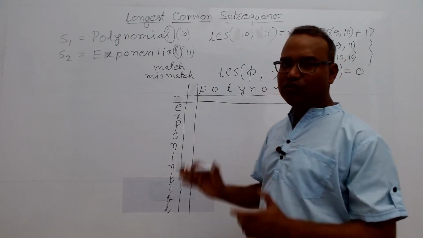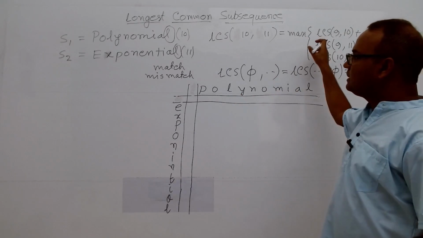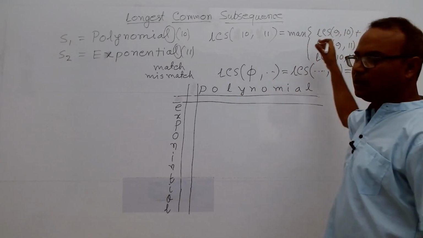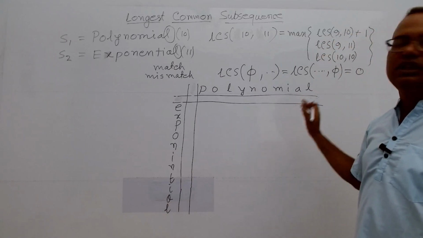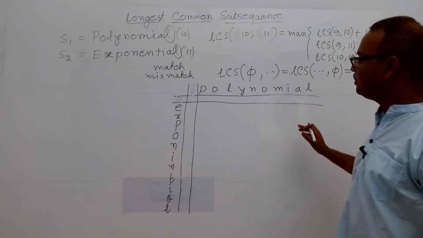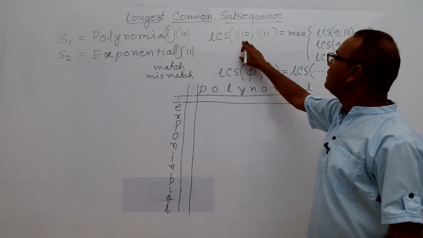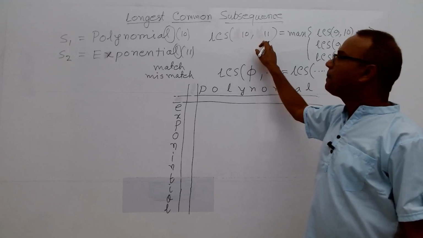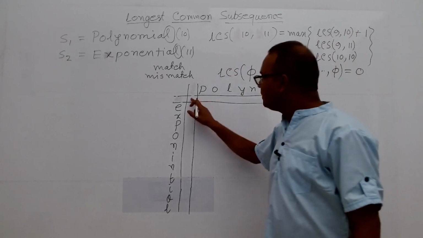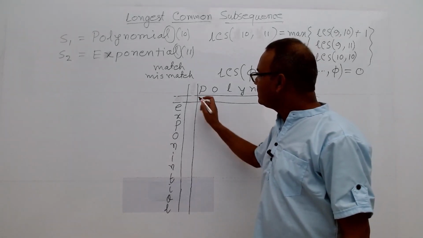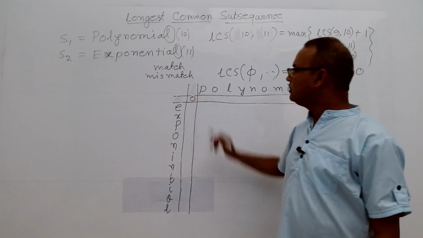Now, how do we compute this memorization table in dynamic programming? Recursion always looks like we are going to compute a top-down tree, but not in dynamic programming. We always compute in a bottom-up manner. So this is our LCS, two variables. We will start with LCS 0 0. What is the value of LCS 0 0? We are comparing the empty string with the empty string, so its value is 0.